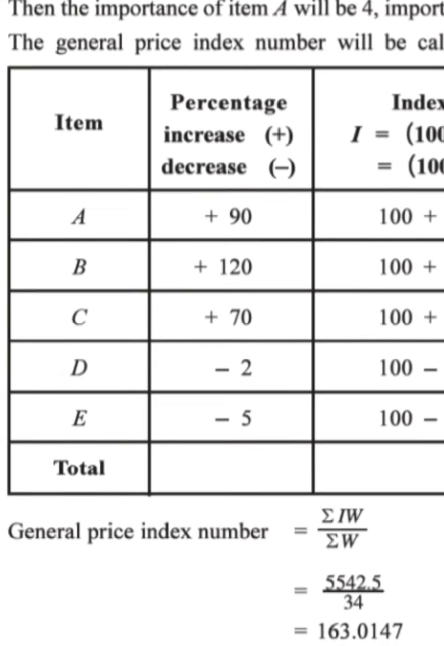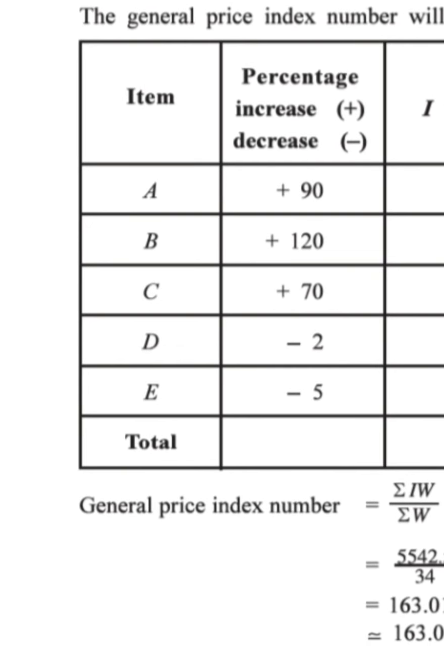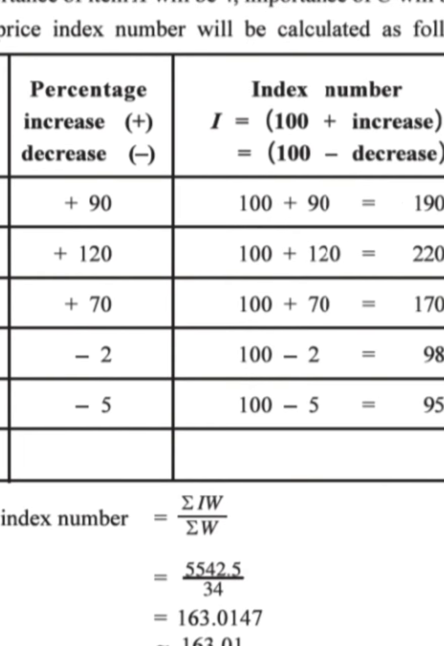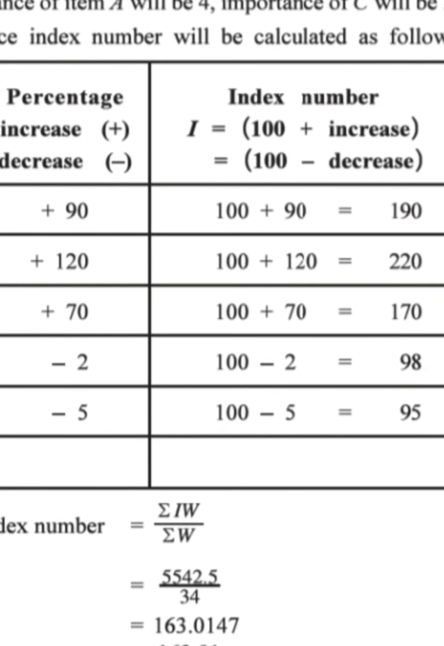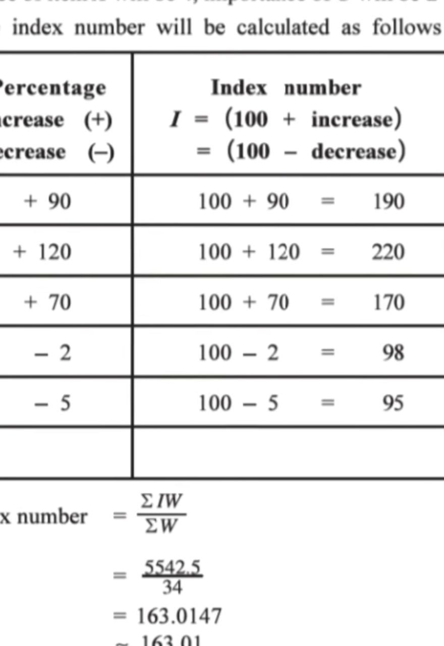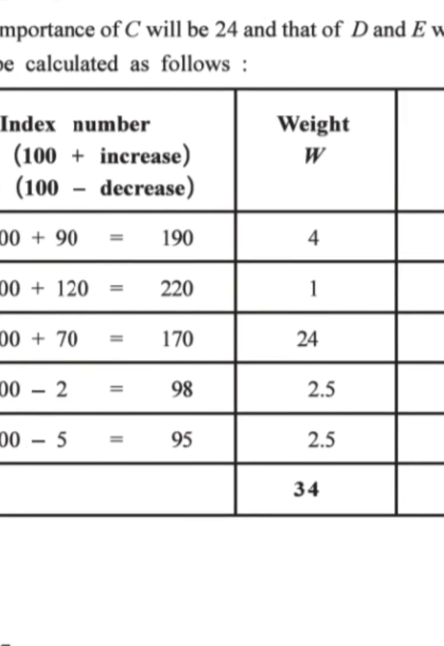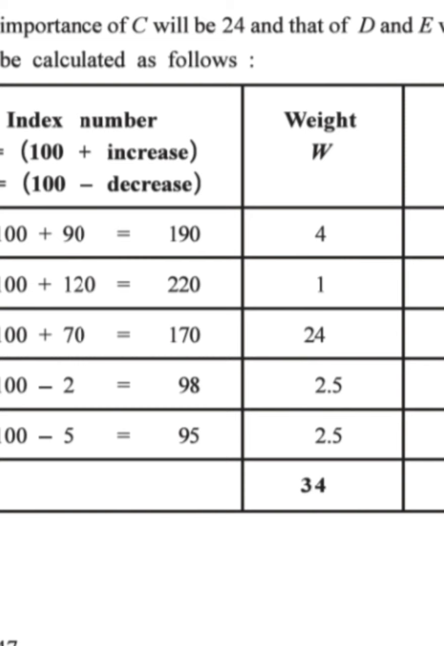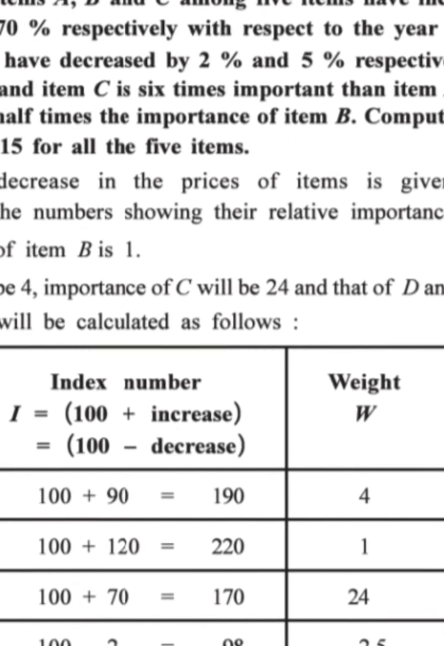And that given us that for items D and E, the prices have decreased by 2% and 5%, and that's why we are going to deduct. So over here 100 minus 2 will give you 98, and 100 minus 5 will give you 95. Those are the index numbers for different items separately. You got your I. Then comes the weight. Children, they had done the comparison in our question.